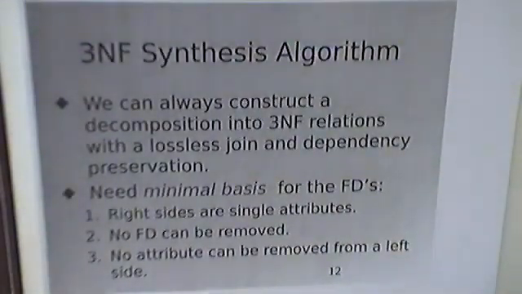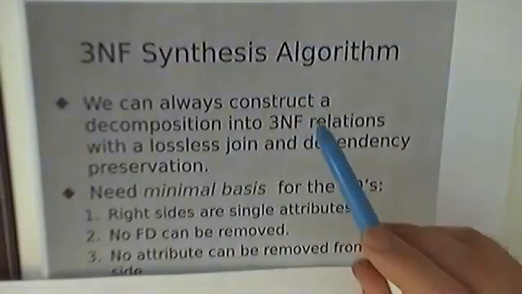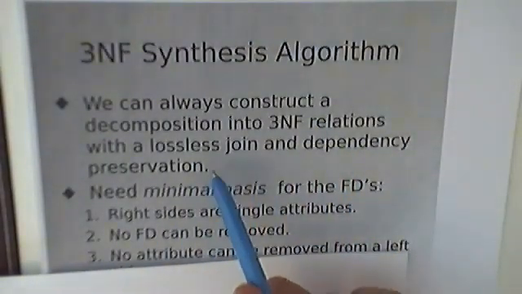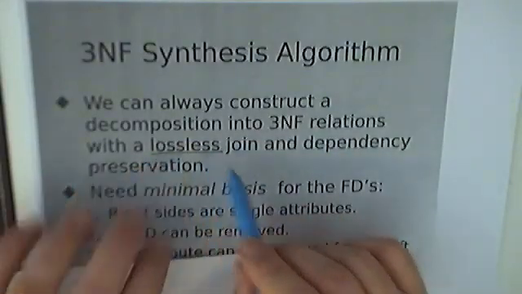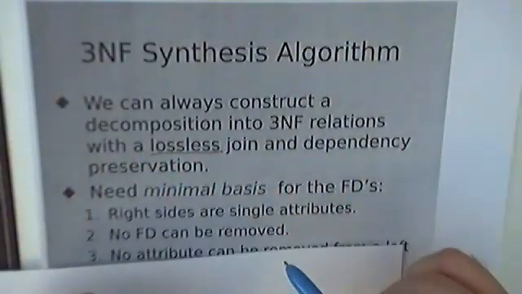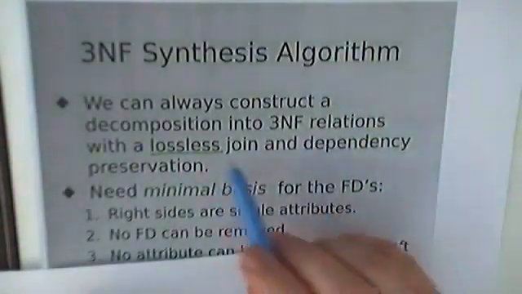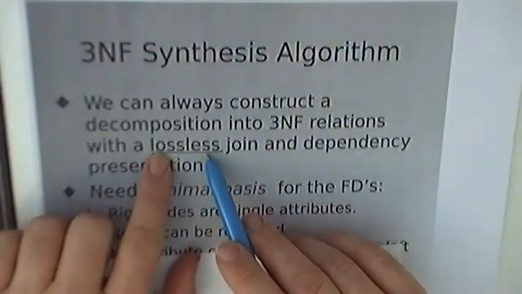All right. So now let's move on to actually doing the synthesis algorithm. Again, we can always construct a decomposition into 3NF relations. Okay, lossless. We'll talk about that a little bit in passing. But both the top-down BCNF decomposition algorithm and the one we're going to show here are always lossless. So they don't introduce spurious tuples.